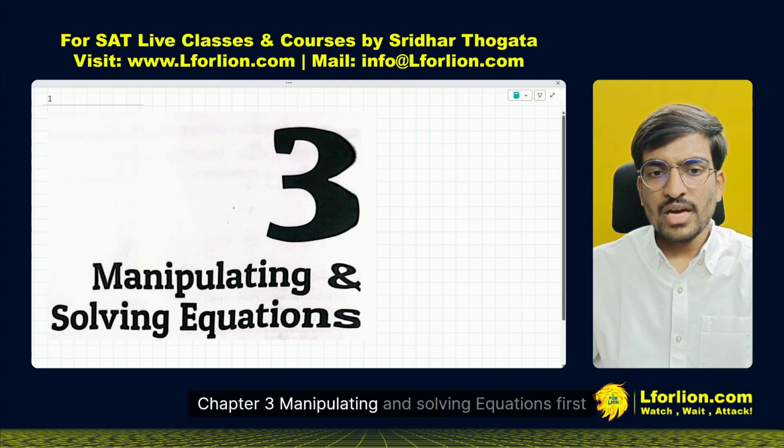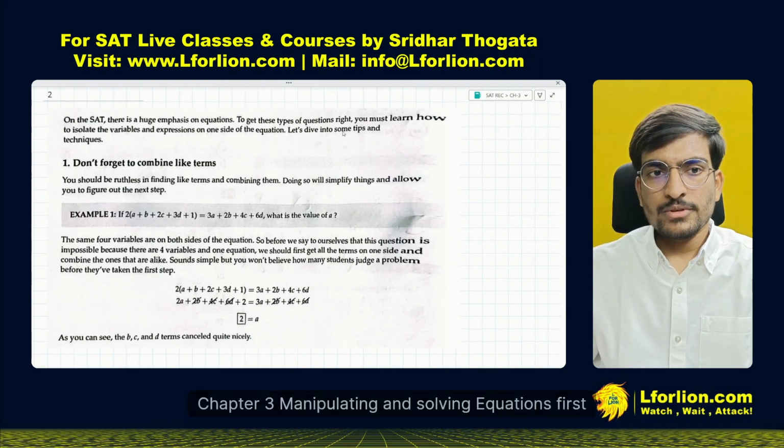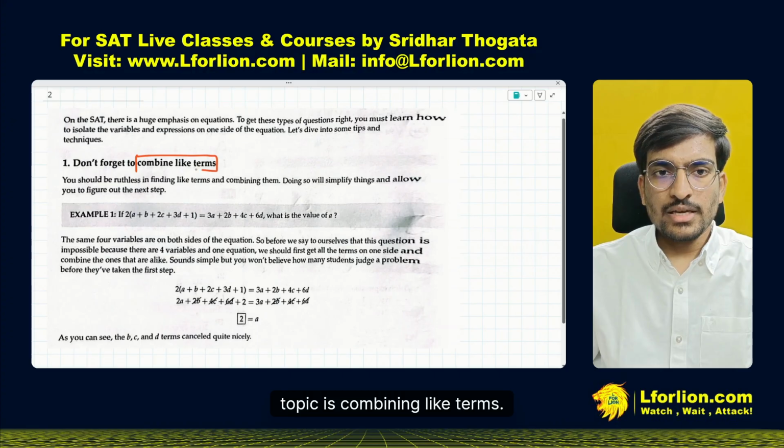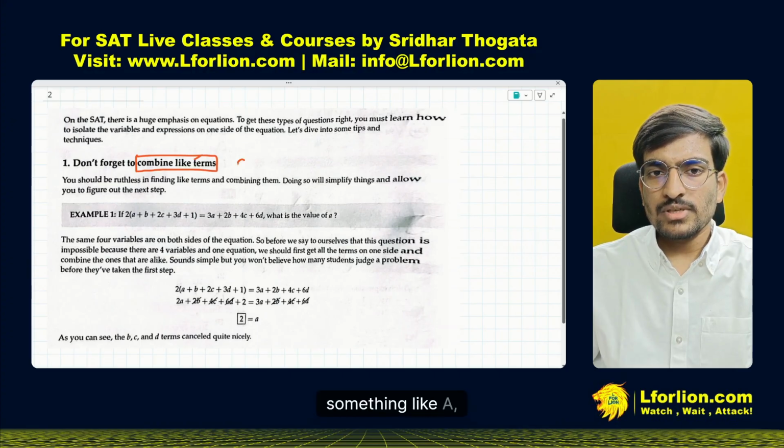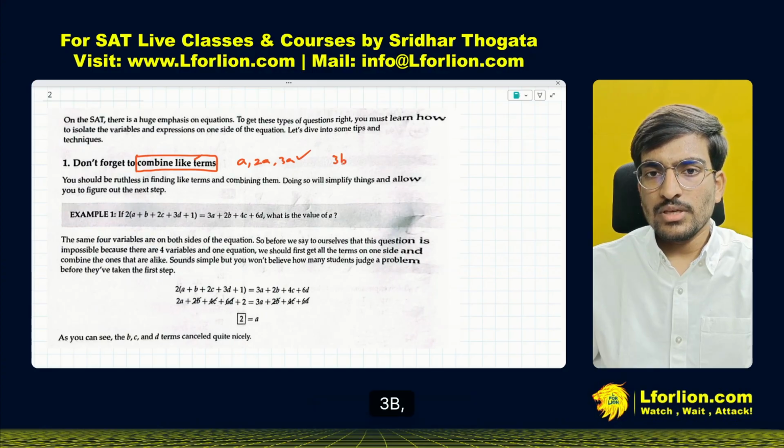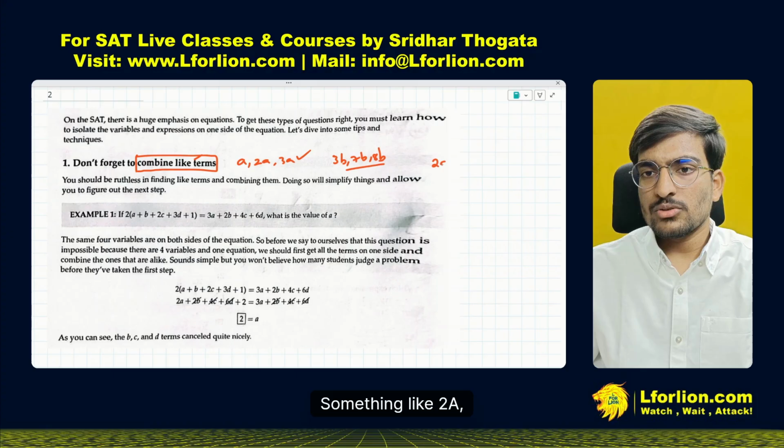Chapter 3, Manipulating and Solving Equations. First topic is combining like terms. So what do you mean by like? Something like A, 2A, 3A are like terms. 3B, 7B, 8B are like terms. Something like 2A, 3C are not like terms.